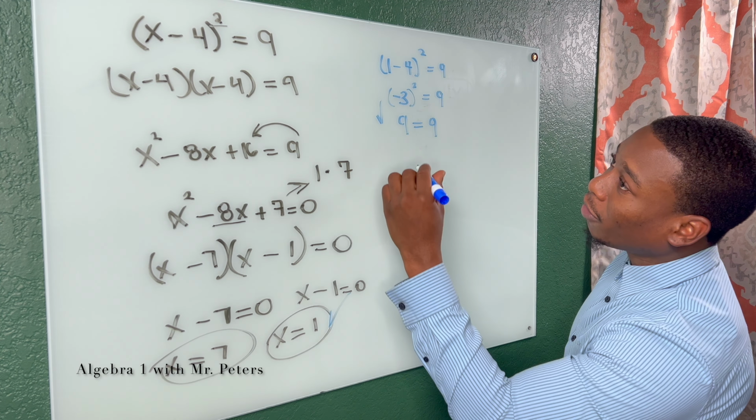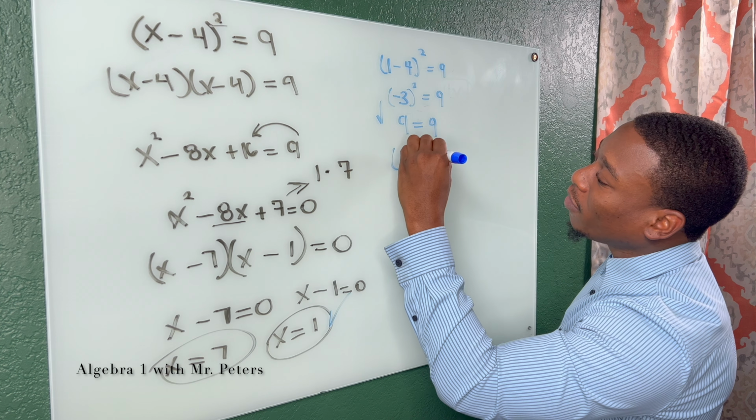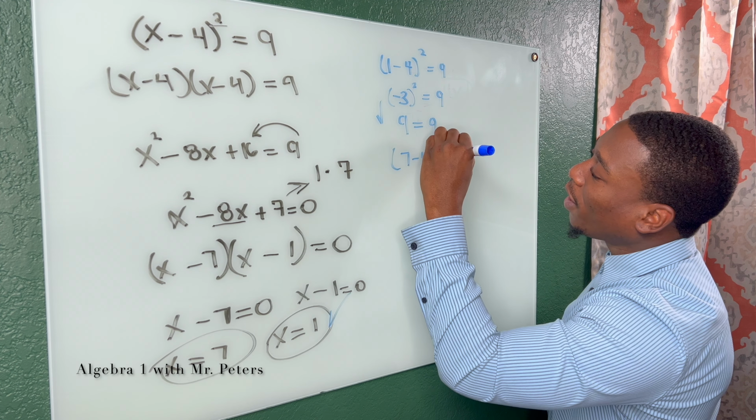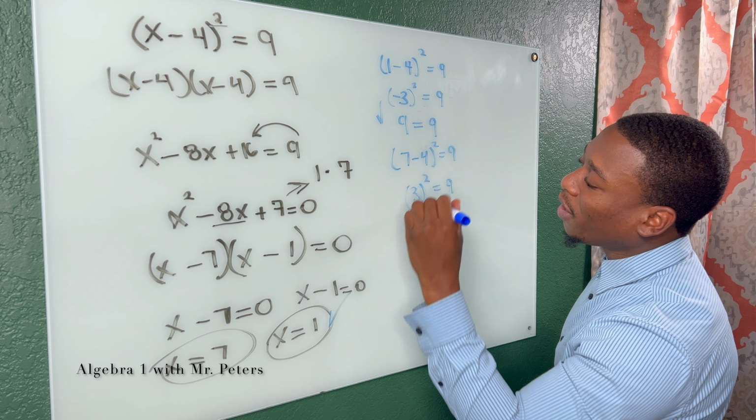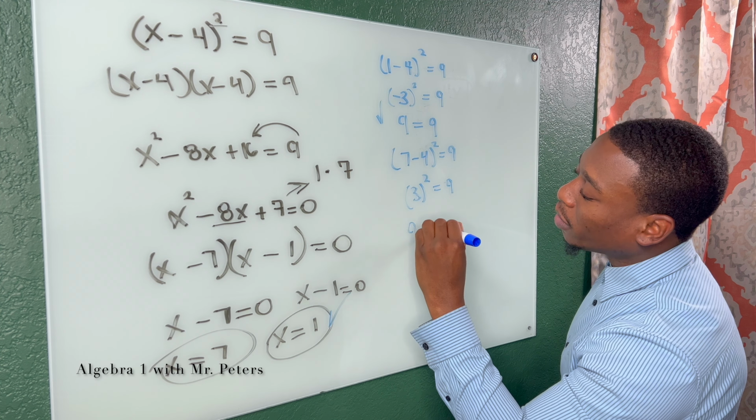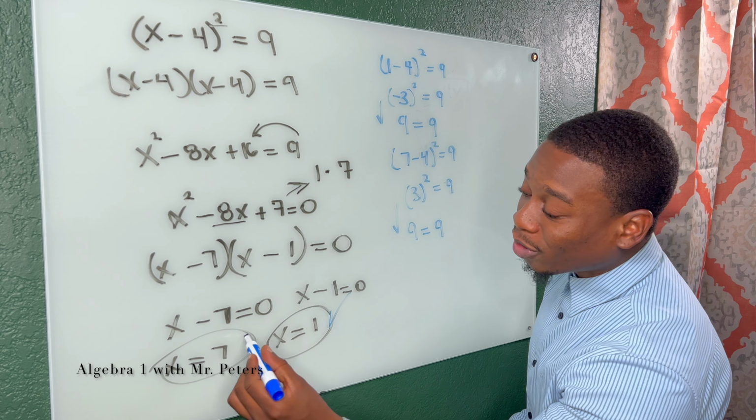Now when I plug in my second factor, 7, I have 7 minus 4 squared is equal to 9. Once we simplify, we'll get 3 to the second power is equal to 9. So 9 is equal to 9. Both of these factors work.